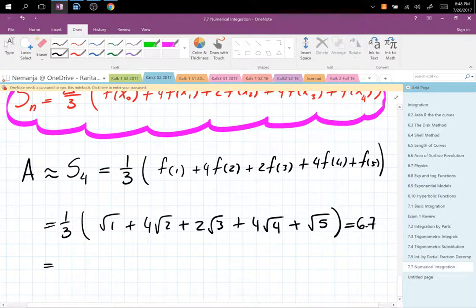Now, how much is this thing? 6.79. You are memorizing 3 formulas and you are plugging into those formulas the numbers and the functions, and then you work out the algebra. So I want to work out a problem with a different partition and so on.